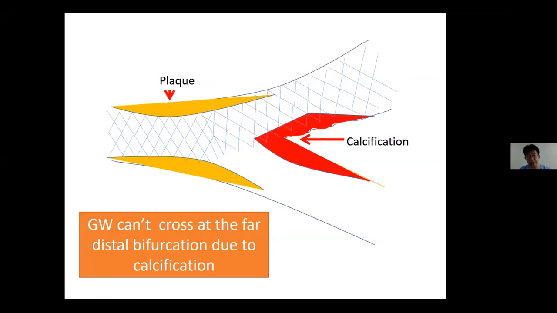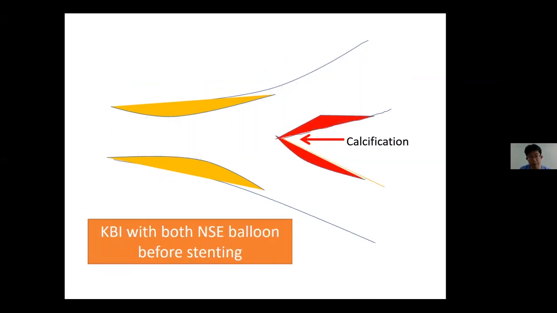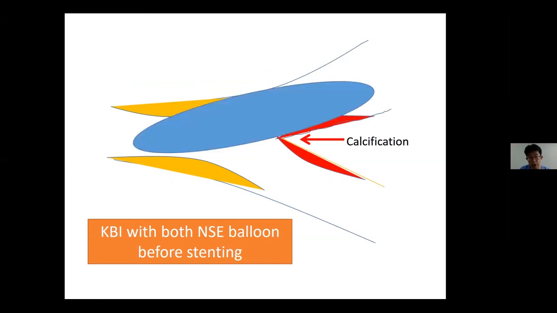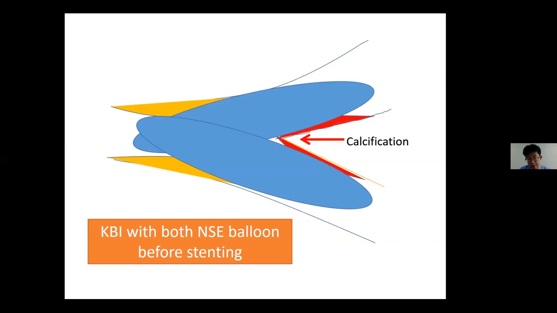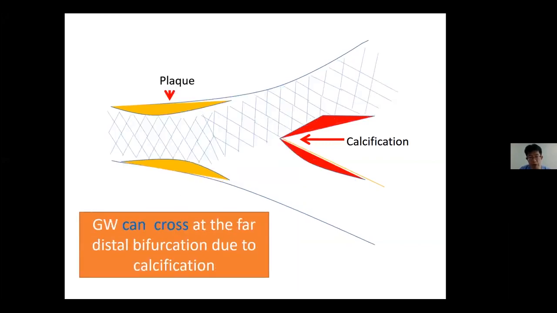In such a situation, this is a true bifurcation. If I put the stent in before KBI, the guide wire cannot cross at the far distal bifurcation due to calcification. But if we perform a KBI with both squatting balloons before stenting, around the plaque, around the carina, it is compressed with KBI. So after I put in the stent, the guide wire can cross at the far distal bifurcation here.